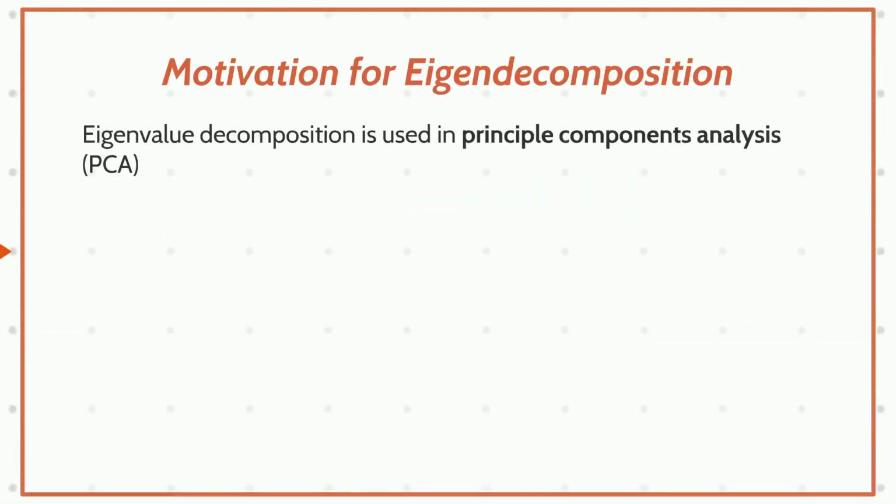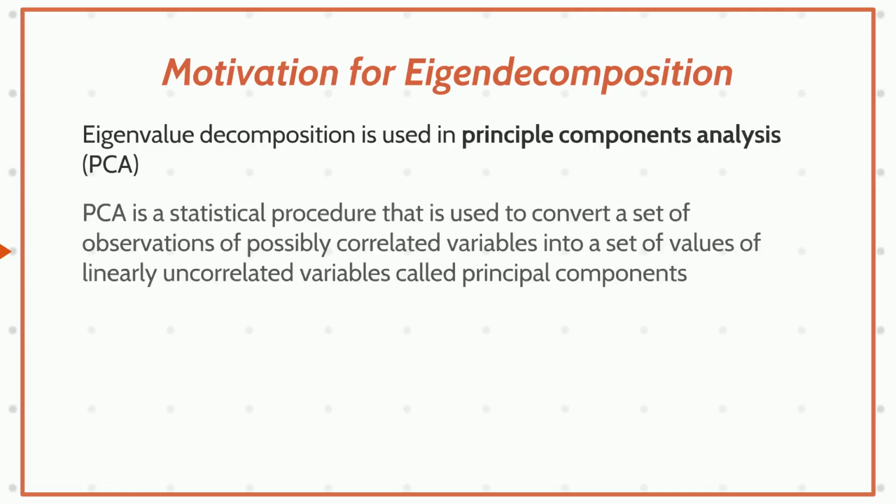All right, and one last thing, why? Why do we need eigendecomposition? Well, the main motivation for eigendecomposition in the context of machine learning is going to be principal components analysis, PCA. And PCA comes up quite frequently. It's simply a statistical procedure that is used to convert a set of observations of possibly correlated variables into a set of values of linearly uncorrelated variables called principal components. So this is a great way to condense or compress a data set. You can take high dimensional inputs and convert them into a lower dimensional representation using principal components analysis.